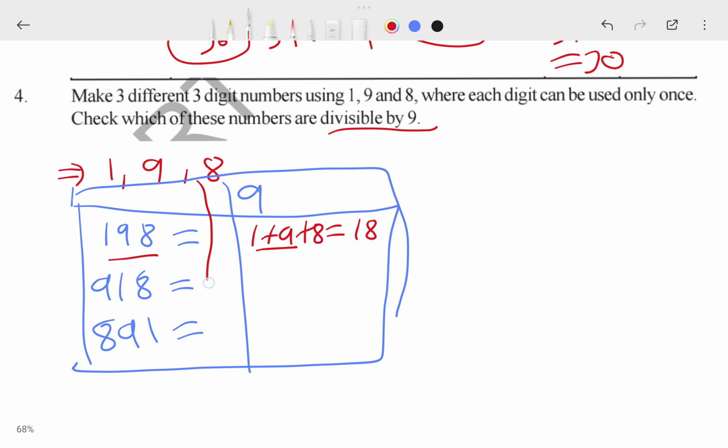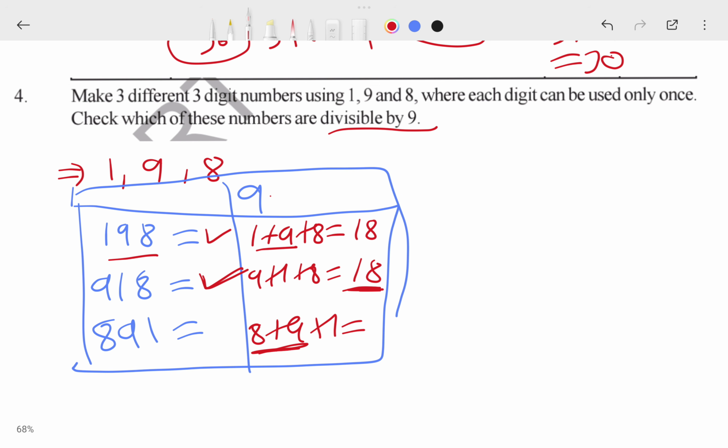Now 18 is there. In the 9 table 18 is there. Yes, it is there. So it means that 198 is divisible by 9. Next is 918. Add 9 plus 1 plus 8, this is going to be 18 only. In the 9 table 18 is there. Yes, it is there. So it is also divisible by 9. Next is 8 plus 9 plus 1. This is 17 plus 1, that is going to be 18. In the 9 table 18 is there? Yes, it is there. So it is also divisible by 9. So generally this is the answer.